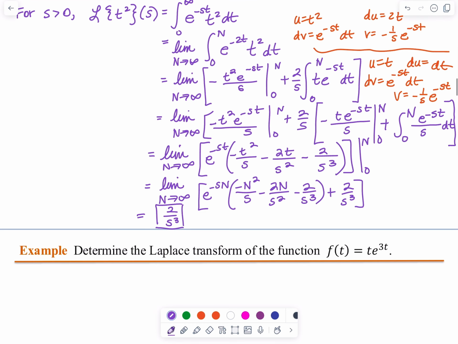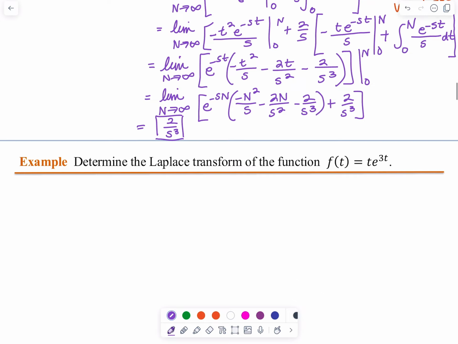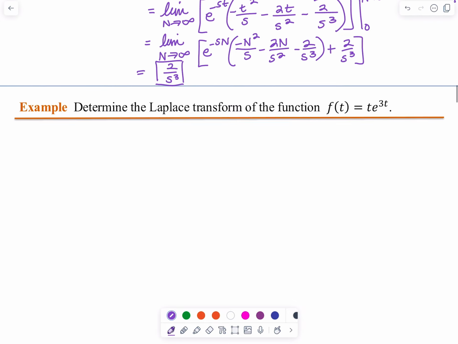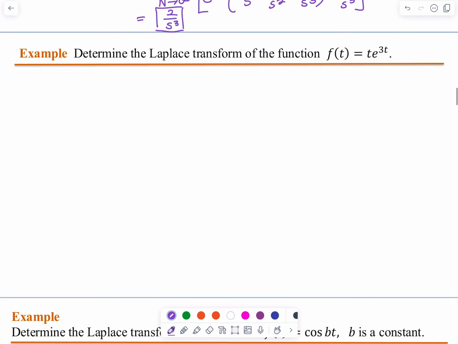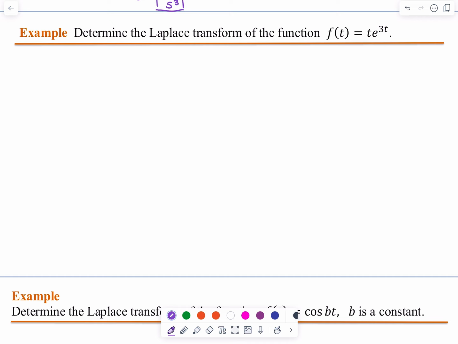Okay, let's take a look at our next example. Determine the Laplace transform of the function f of t equals t e to the 3t. So we're going to have the Laplace transform of t e to the 3t of s, and that's equal to the integral from 0 to infinity of e to the negative st multiplied by our function t e to the 3t dt.